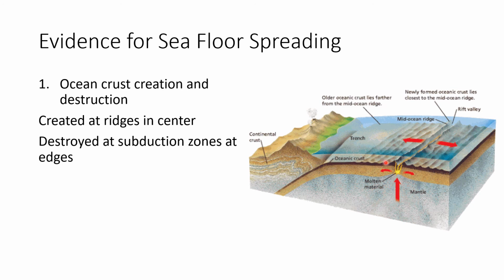So that's where new seafloor is created. And then at the other edge of the plate, the ocean plate is going to sink beneath some other plate. In this example here, it's sinking beneath the continental plate, but they can also sink beneath other ocean plates at a feature that's called a trench, and this process is called subduction. So ocean crust is created in the middle of the ocean at the mid-ocean ridge, and ocean crust is destroyed at the edge of the plate, at the edge of the ocean, at a trench.